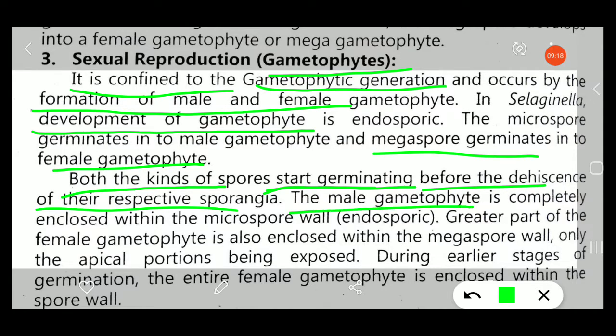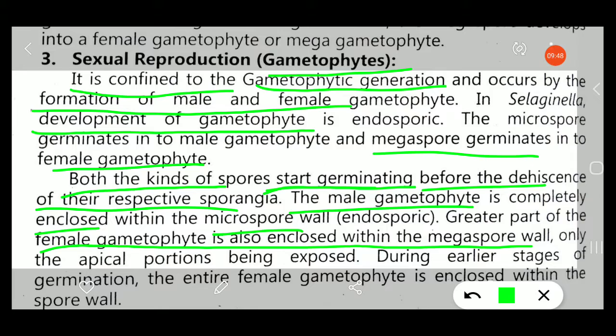The male gametophyte is completely enclosed within the microspore wall, that is, endosporic. A greater part of the female gametophyte is also enclosed within the megaspore wall. Here the antherozoids are present inside the microspores, and the archegonia are inside the megaspores.